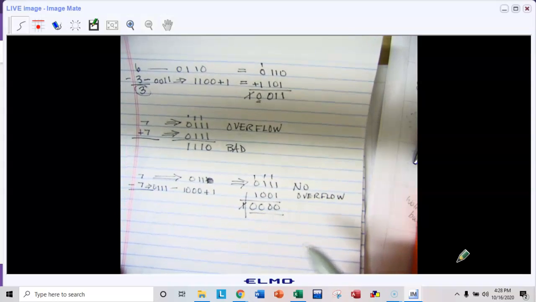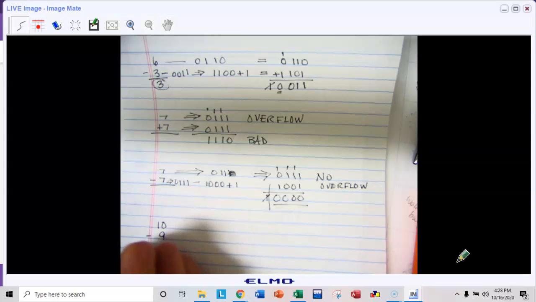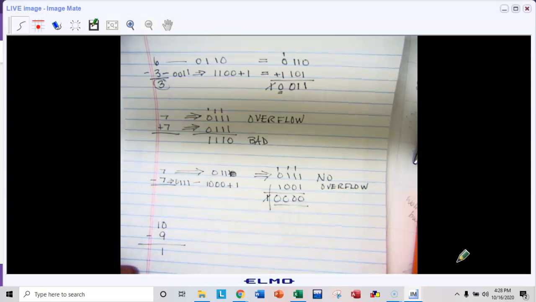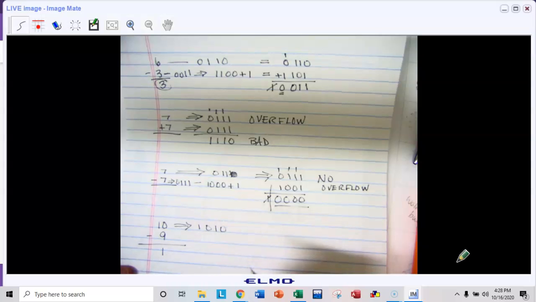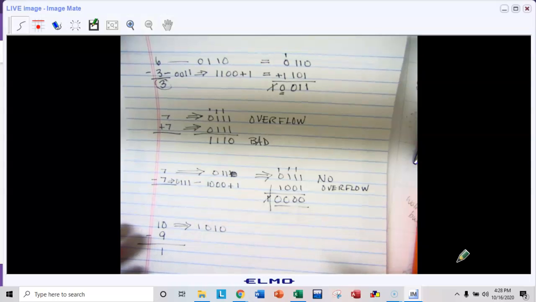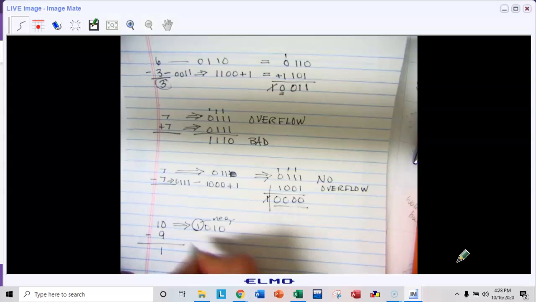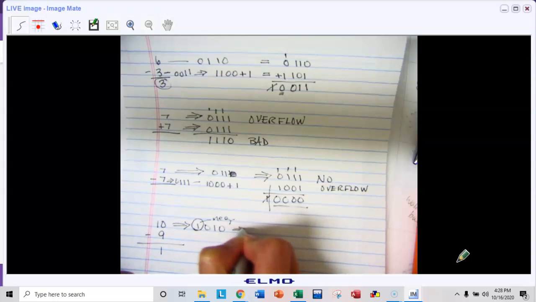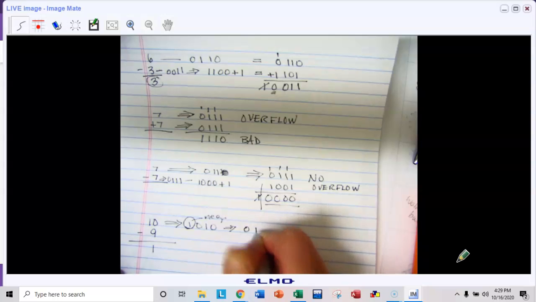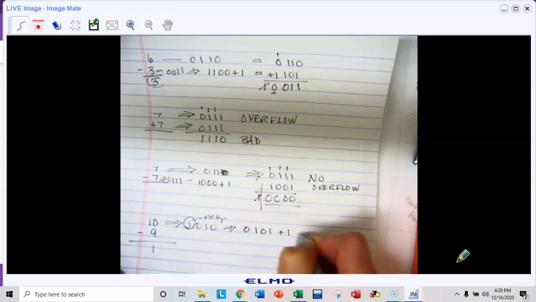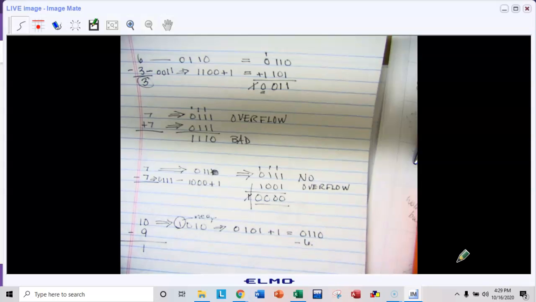Now, one more example of an overflow here is 10 minus 9. And why does this end up in overflow, right? It looks like it should be fine. But a 10, if we were to represent this in binary, is 1, 0, 1, 0. And immediately, before I go any further, I can tell this is bad because this should be a negative number, right? It should be negative. Now, if I applied 2's complement to this to figure out what number it actually is, it would be 0, 1, 0, 1 plus 1, which is equal to 0, 1, 1, 0. That tells me that this is a negative 6.